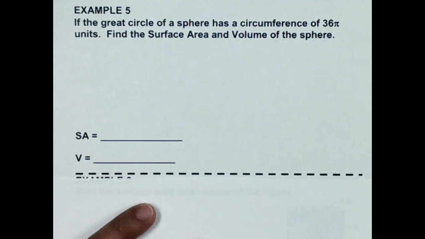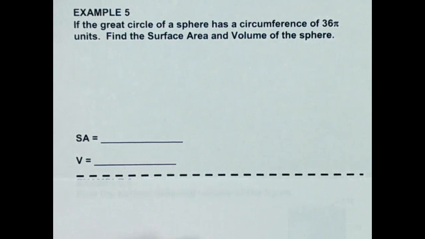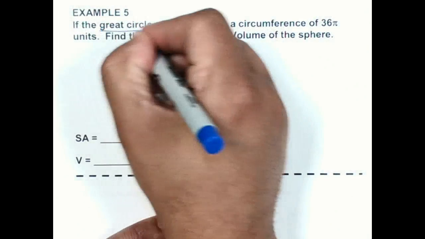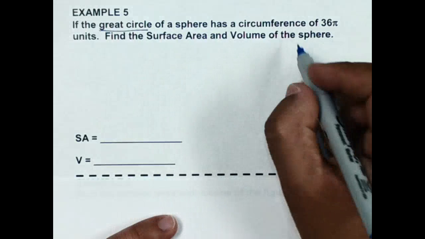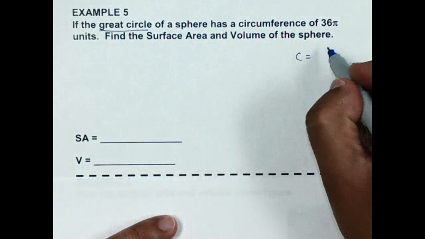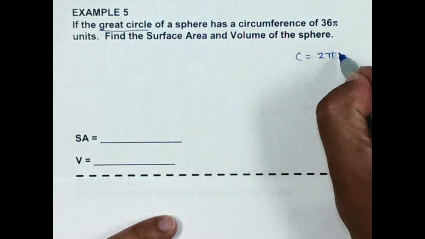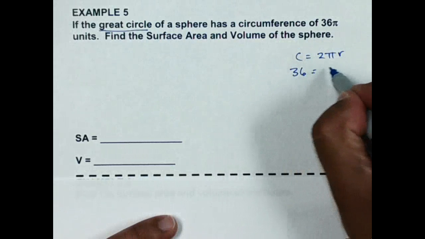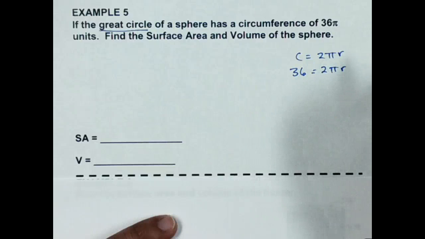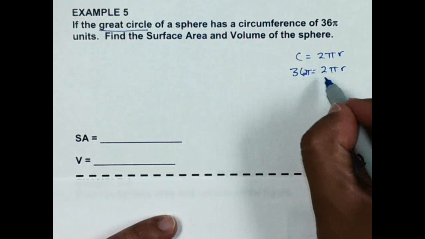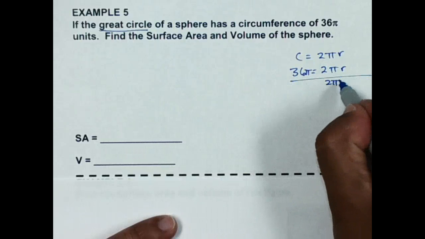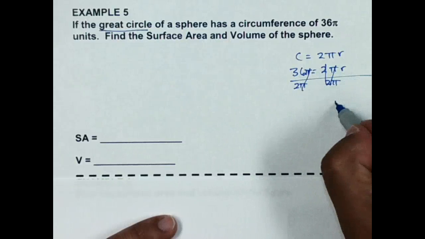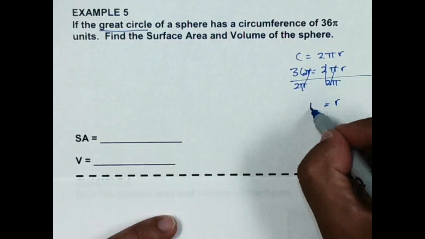All right, number 5 is another one that's kind of similar to 3 and 4, except this time they give us the great circle, and then the circumference is 36 pi. So again, I know the circumference, I can substitute that in and solve to find the radius. So I divide both sides by 2 pi. I get r is equal to 36 divided by 2, which is 18.